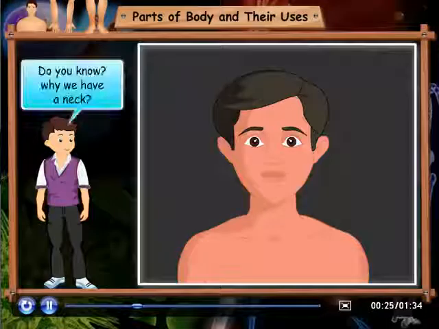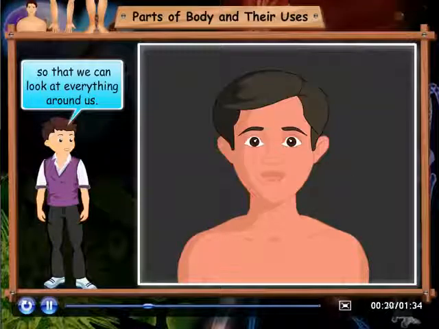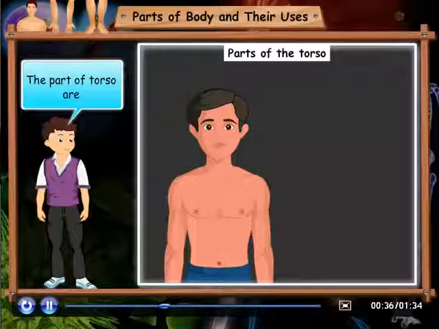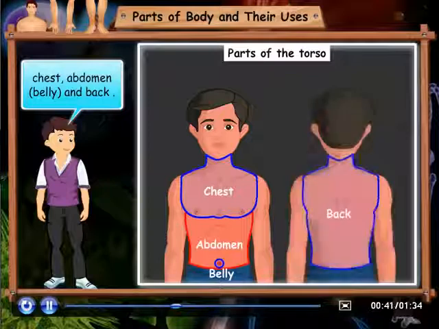Do you know why we have a neck? Neck helps us to turn around so that we can look at everything around us. Neck joins the head and torso. The parts of torso are chest, abdomen, belly and back.